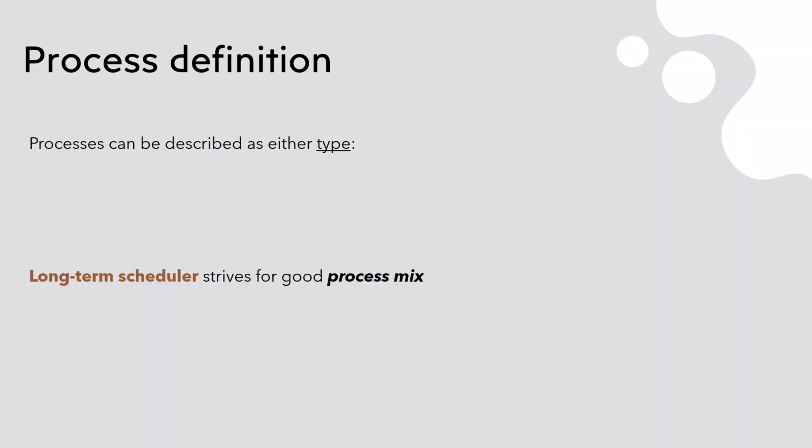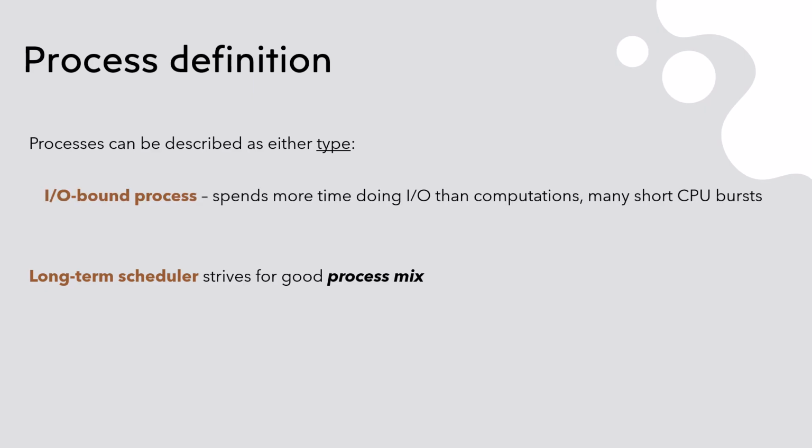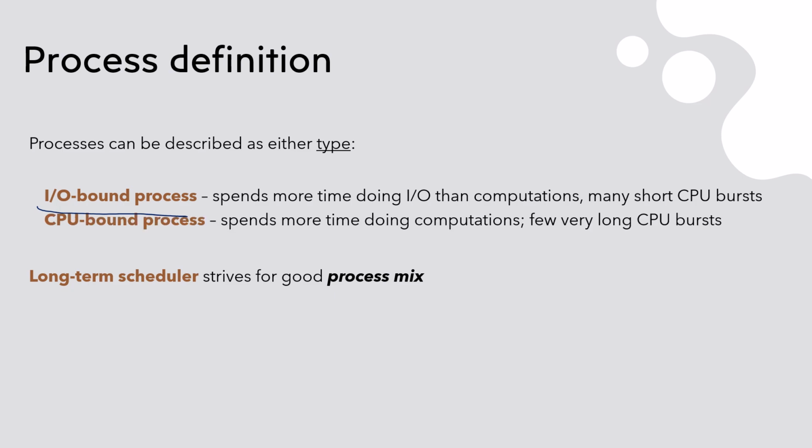Okay, so let's just go over a couple more things about processes. Some processes are more IO bound. What does that mean? It means that they do very short CPU bursts and spend less time on the processor and more time waiting for events. Or you can have CPU bound processes, and these spend more time doing computation and have very few but long CPU bursts. So an IO bound process has short CPU bursts, and a CPU bound process would have longer CPU bursts.